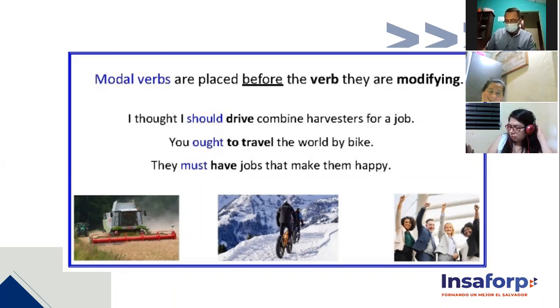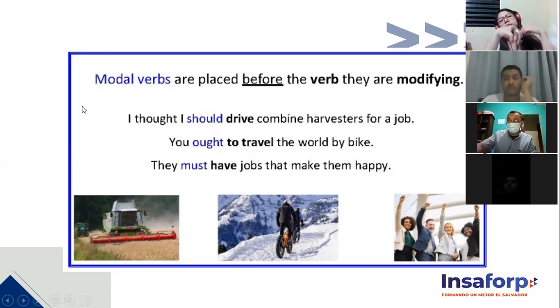Okay, so the only time we use to is with ought to, which is used to express obligation. Ought to is the only modal verb that uses to. All the other ones use the base form of the verb without adding to. So we do not say I should to drive. No, we say I should drive. We do not say I must to have, never. We only say I must have, okay?